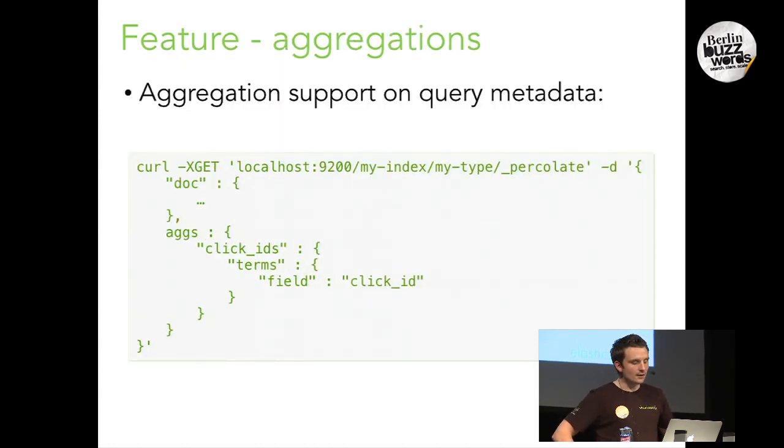You can even do aggregations on top of the metadata of the queries. In this case, we create a terms aggregation on the click ID. So it will show the top click IDs of all the queries that have matched. That's what the terms aggregation does, showing top terms based on documents that match. In this case, documents are queries.